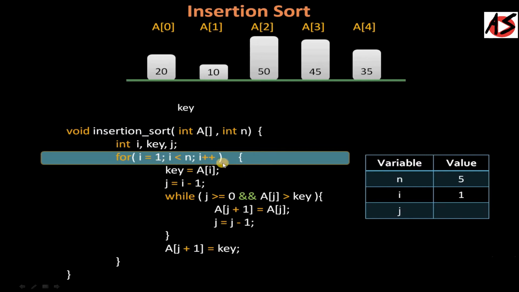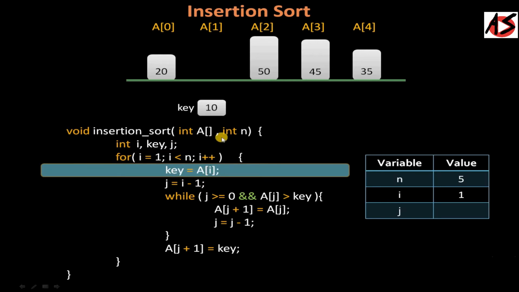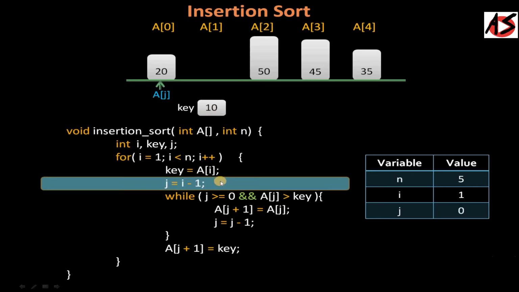Now you take i equal to 1, i less than n, that is 1 is less than 5, condition true. You take key equal to A[i]. i is 1, so A[i] is 10, and you take 10 as the key. Then you take j equal to i minus 1. Since i is 1, j is 0. So A[j], that is A[0], is indicating the 20 here.